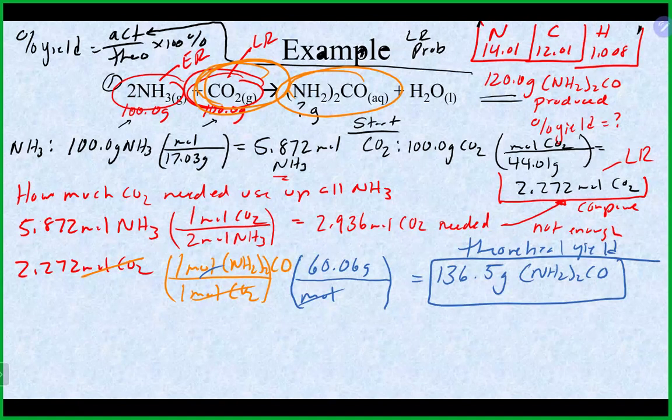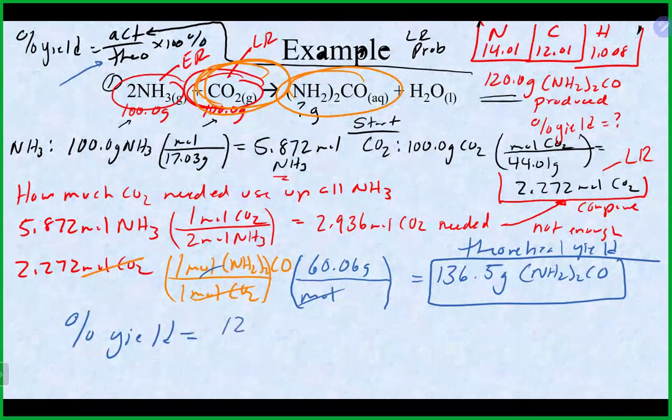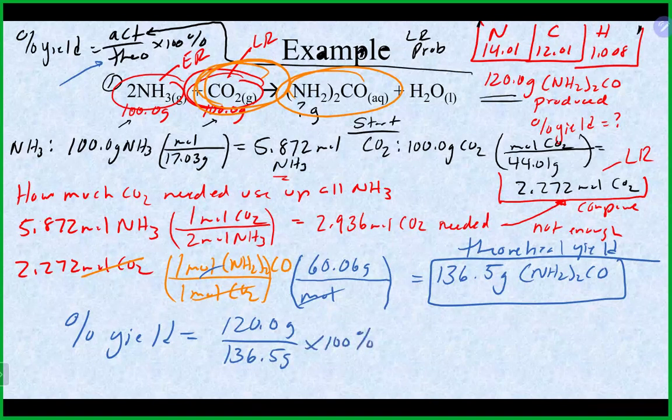Now that I have my actual and now that I have my theoretical, I could figure out the percent yield. And that is going to be my actual, which was 120 grams, divided by my theoretical 136.5 grams, times 100% in this case. Going to get me 120 divided by 136.5, times 100, a little 87.91%. Not terrible. Any questions on that?